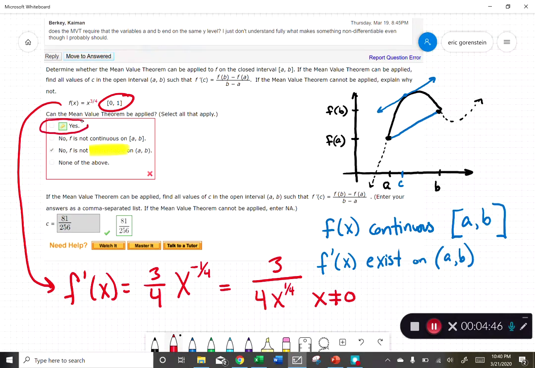So we would definitely say yes. The function is continuous on the closed interval and differentiable in the open interval.